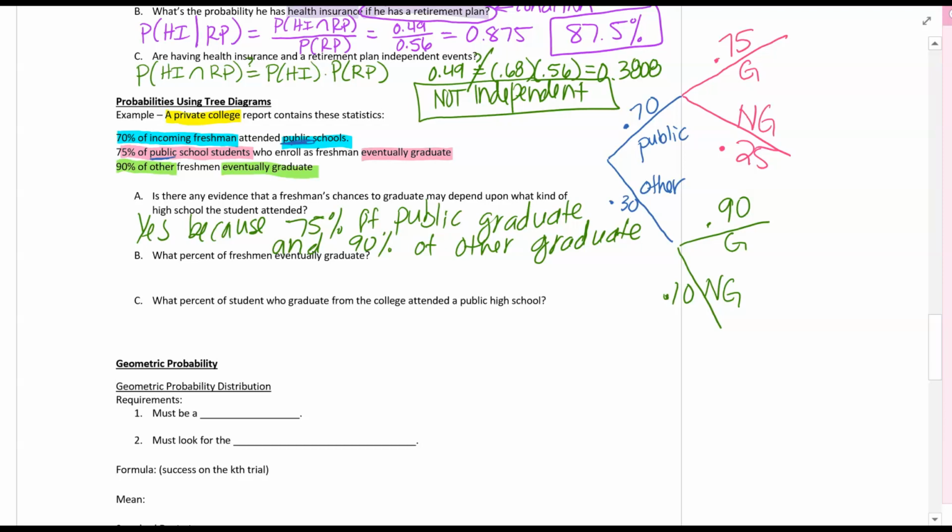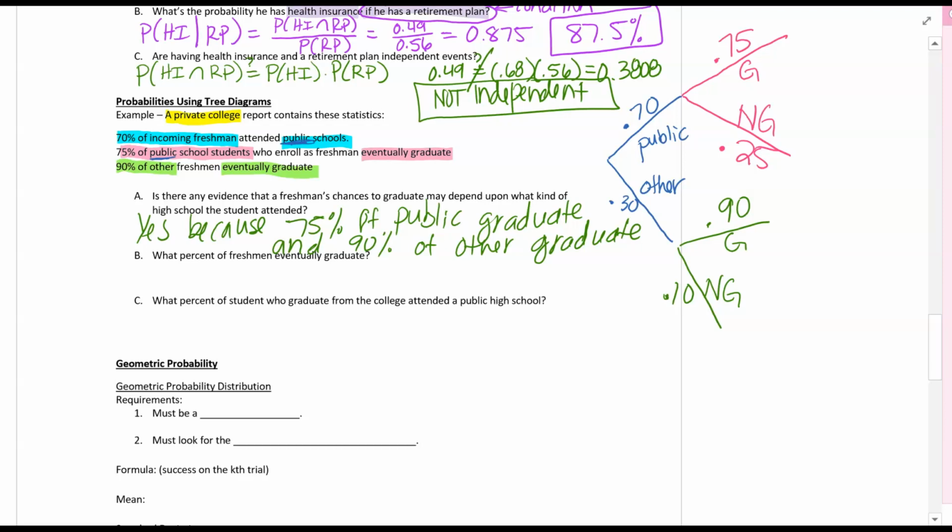So was there evidence that the freshmen's chances to graduate may depend on what kind of school they attended? Well, yes, we can see that because if they went to public school, they graduated 75% of the time, versus if they came from another school, they were able to graduate 90% of the time. So yes, that is proof, or not proof, but evidence that it depends on what school you come from, okay?